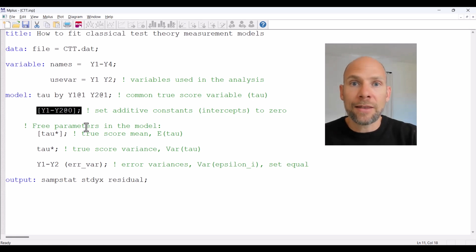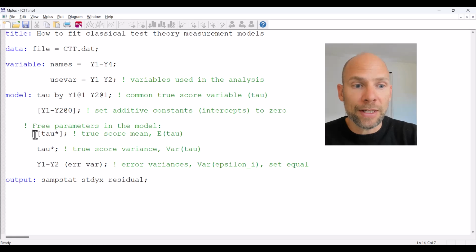So that's another thing to remember: for all variables that you include in your strictly tau parallel model, the intercepts have to be fixed to 0. Now let's take a look at the free parameters in the model.